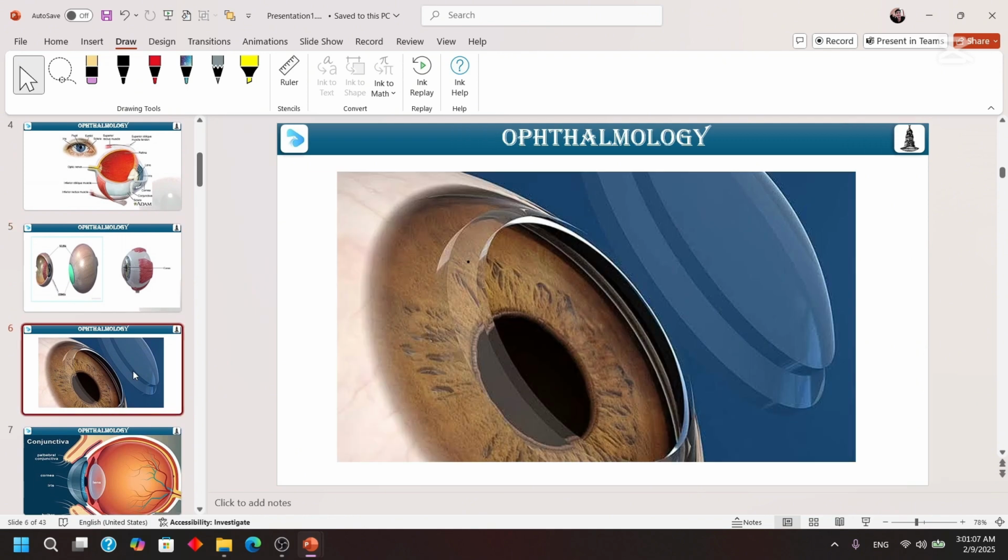So let's see what the cornea is. If we look at this picture, we see that the cornea here is transparent. What is transparency? Transparency is the ability to pass the light. So when light meets the cornea, it passes with no obstruction. It's not like a wall, which is opaque, but it is transparent.